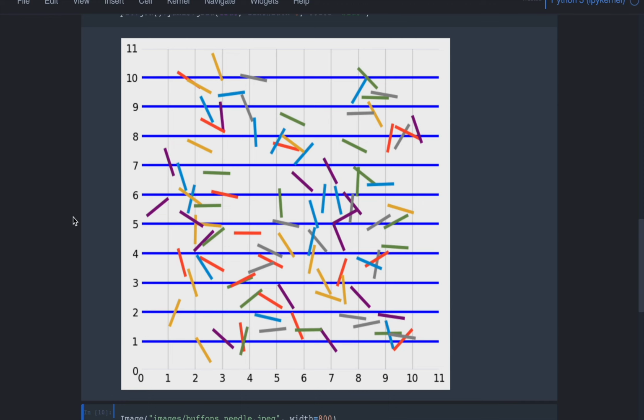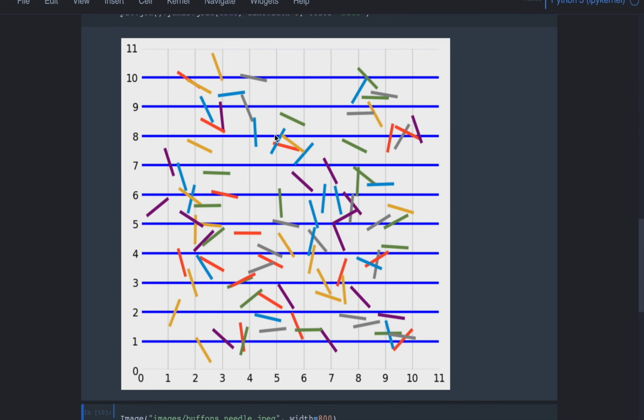Now we have needles of length, again, 1 unit or 1 meter, the same as the distance between these two horizontal lines. Similar to the raindrops or pi problem we solved in one of the previous videos, let's say from the top we are dropping these Buffon's needles. The Buffon needle length is 1 unit, and the distance between these two horizontal lines is also 1 unit.